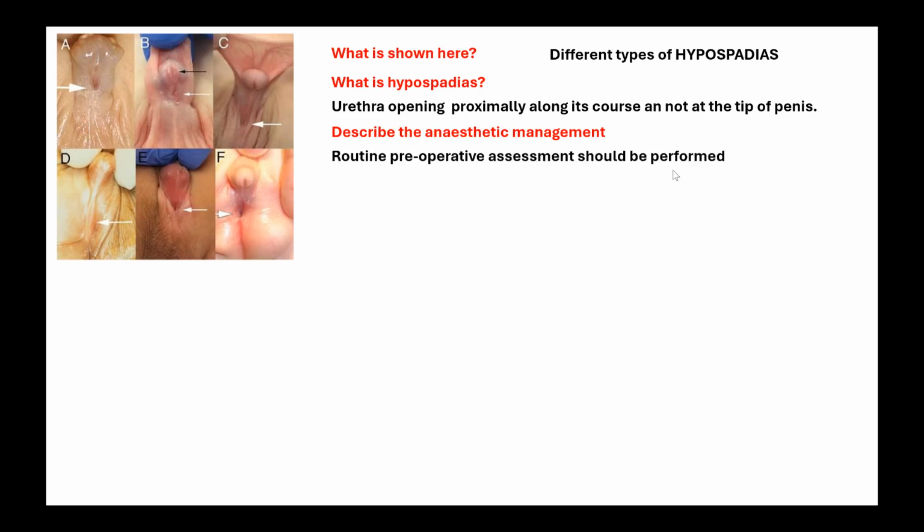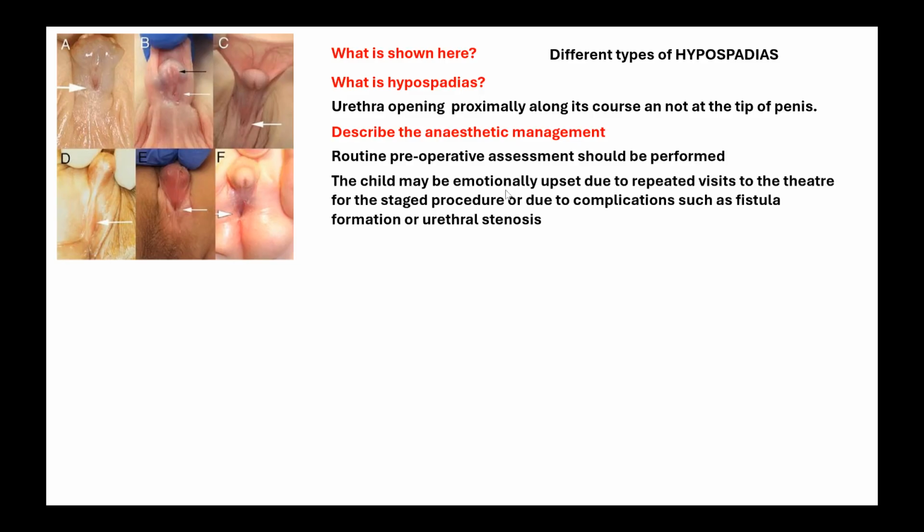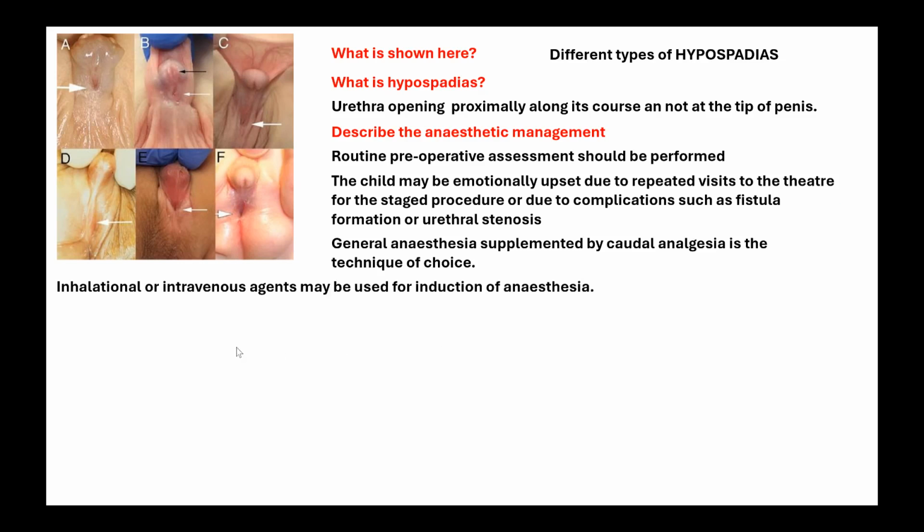Routine pre-op assessment should be performed. The child may be emotionally upset due to repeated visits to the theatre for stage procedures. So this is not done as a single procedure. Usually, first the procedure that is done is called cord release. Then second only the urethral formation will be done. Okay? So the stage procedure and general anesthesia supplemented by caudal is the technique of choice.